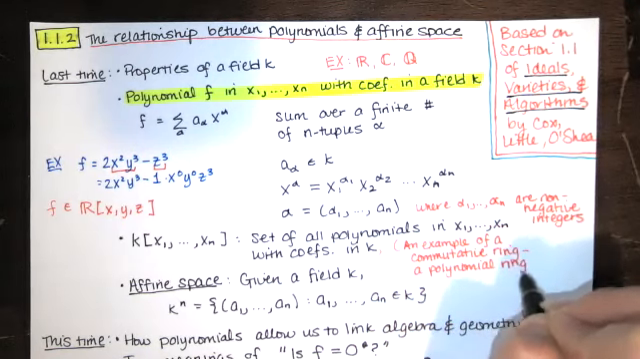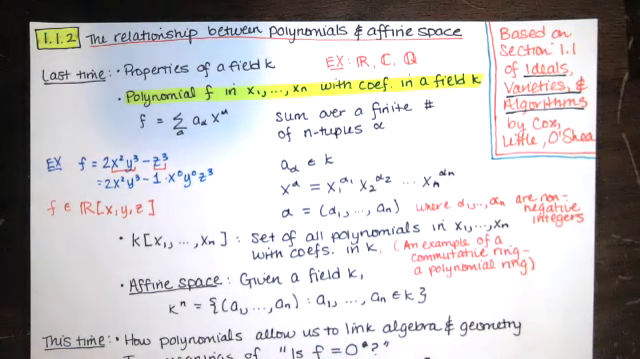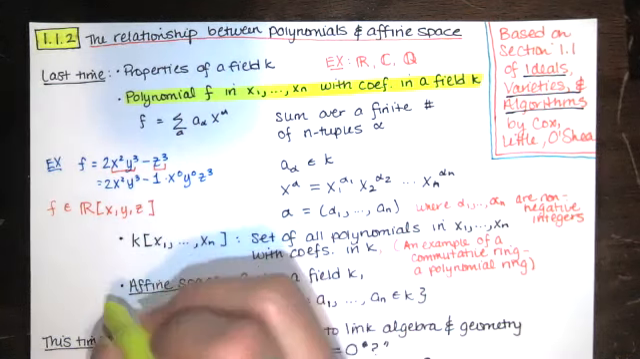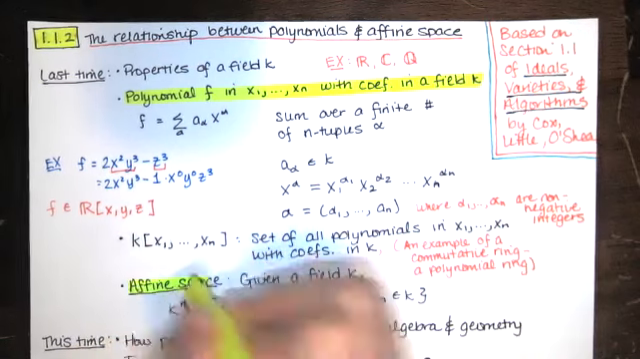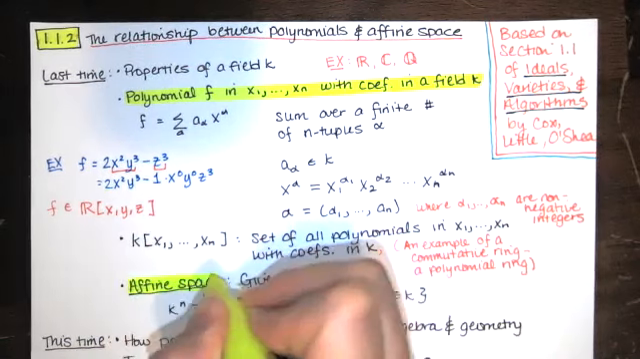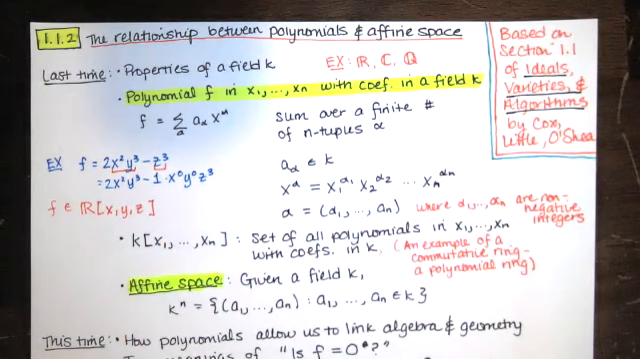And then the very last thing that we talked about, which is a very important concept for algebraic geometry, is this concept of an affine space. And again, we're just using new terminology and slightly new notation for things that you're already familiar with. You've dealt with affine space before, you just didn't call it affine space.